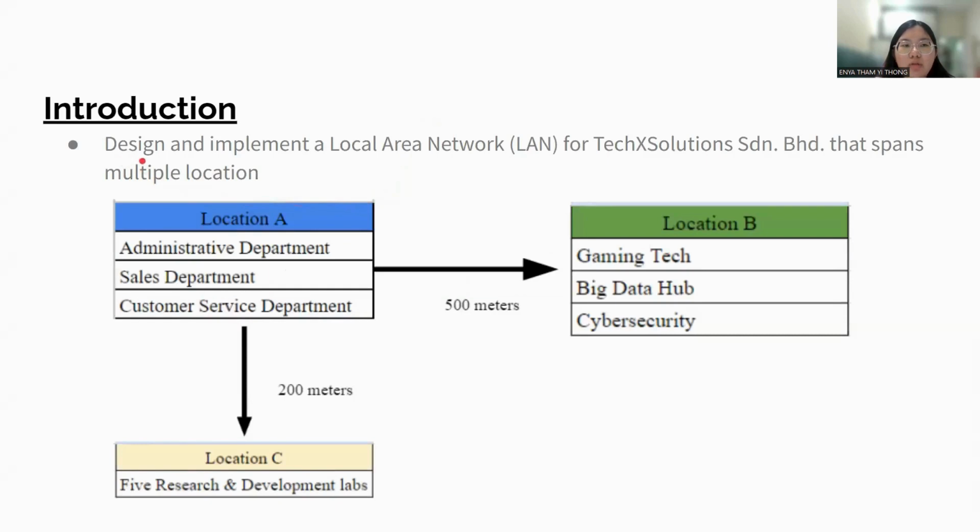In this assignment, we need to design and implement a local area network, LAN, of FlexX solution STM PHD that spans multiple locations: location A, location B, and location C. Location A includes the administrator department, sales department, and customer service department. Location B includes the gaming tech, big data, and cybersecurity. Finally, location C includes the 5 research and development labs.